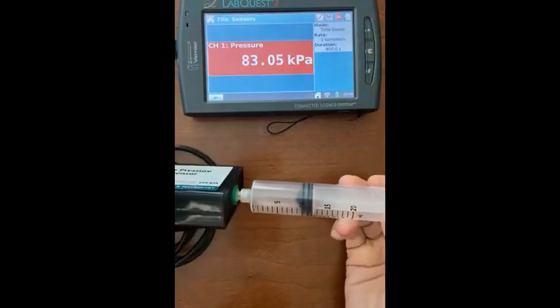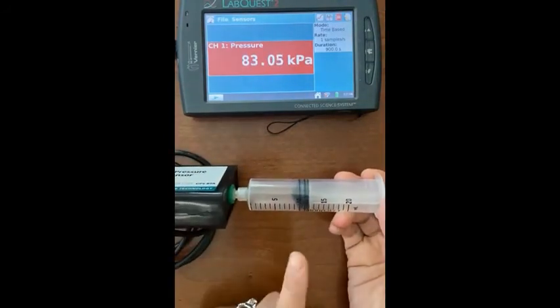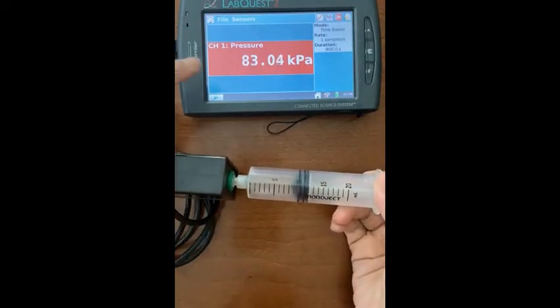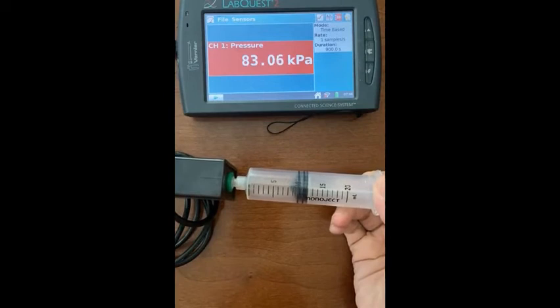Once I've done that, we can start by getting our initial reading. At a volume of 10 milliliters, we have a pressure of 83.05 kilopascals.